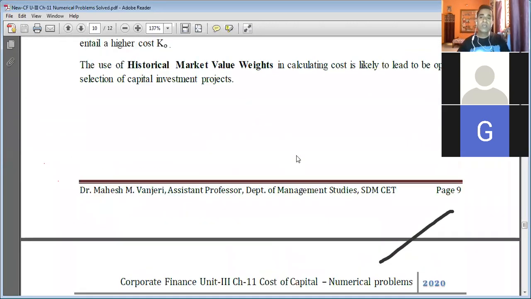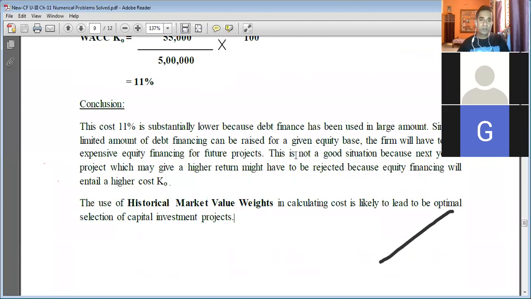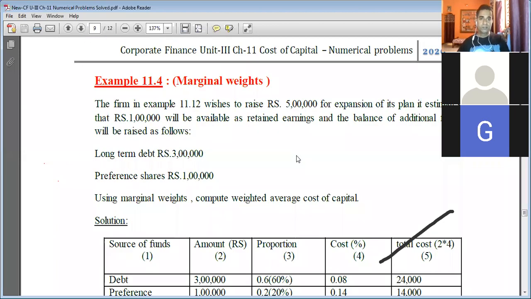Now if you have any doubts regarding this problem, weighted average cost of capital using marginal weights, you can ask. I'm going to unmute you all at a time. Those who do not have any questions, remember to mute your audio. Every time I'm repeating, but one or two students are not following the instruction. It means you are not listening. So please remember to mute your audio if you do not have questions. Others can speak.